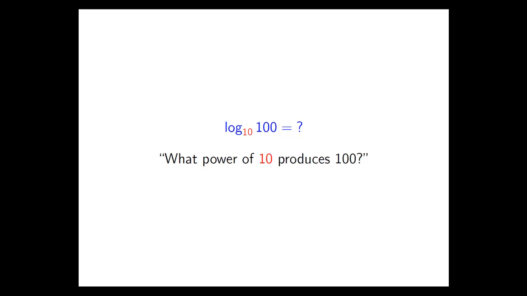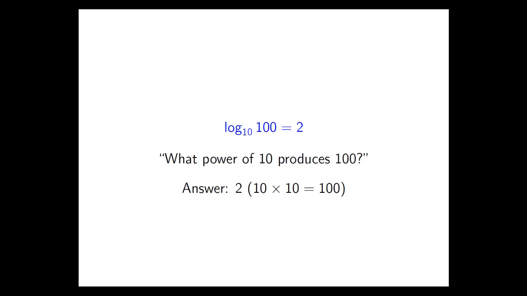Our number system has 10 digits in it, going from 0 to 9. So powers of 10 are quite easy to work out. And it doesn't take much to realise that 10 times 10 is 100. Therefore, the answer to that logarithm must be 2.